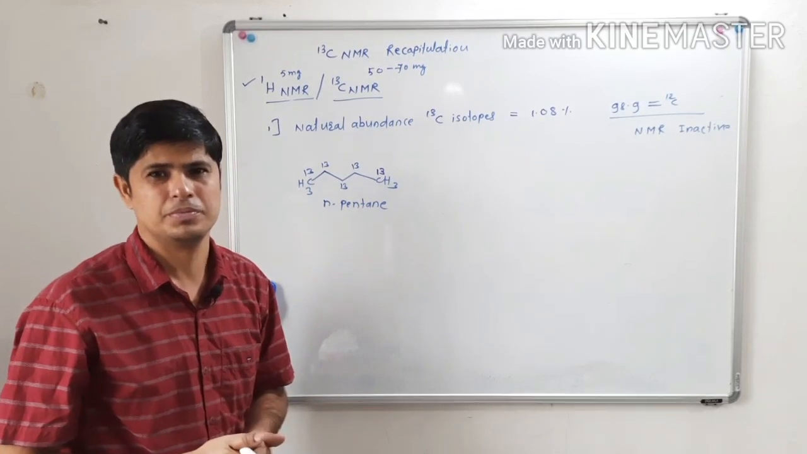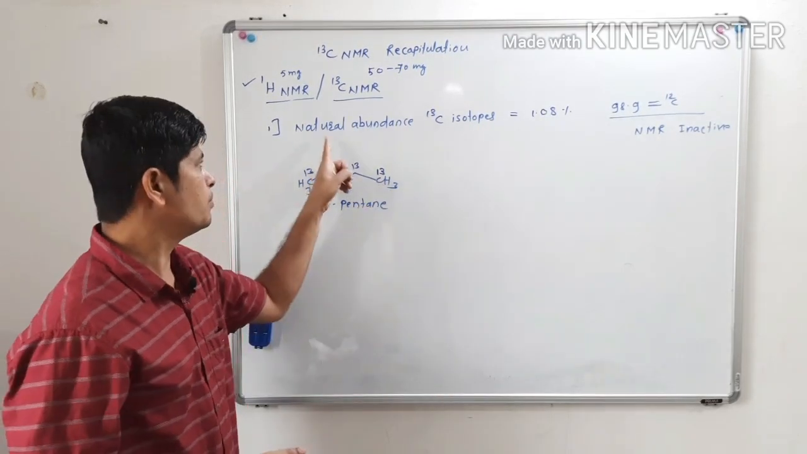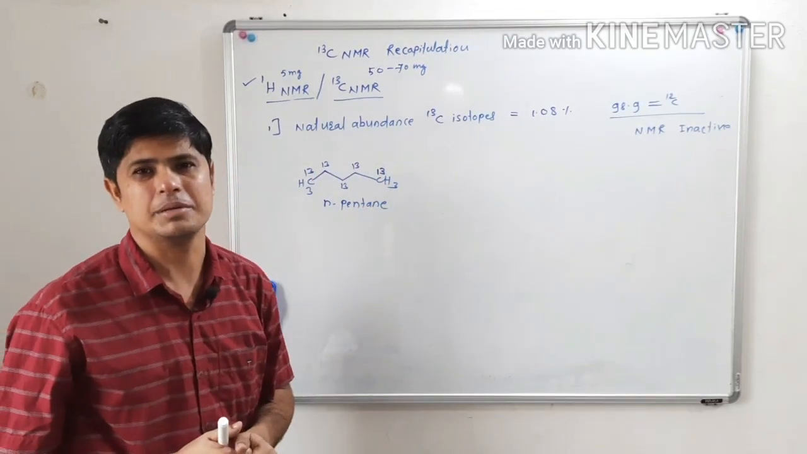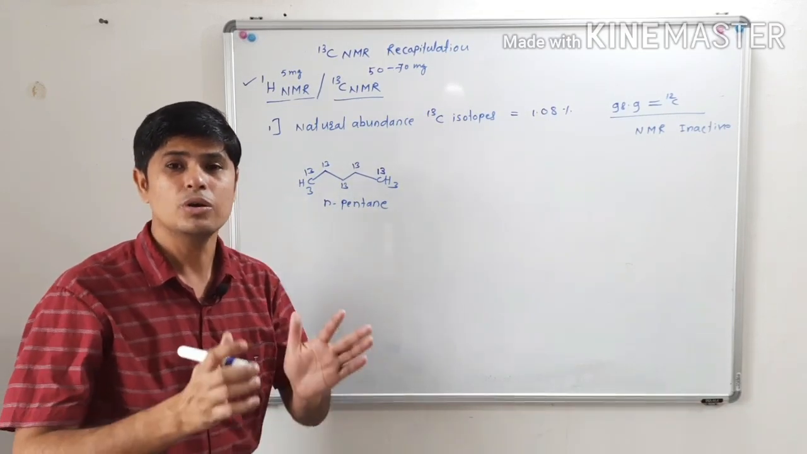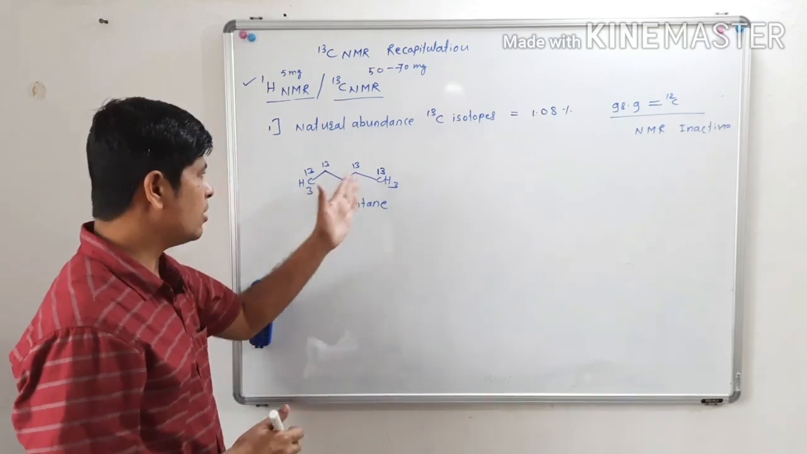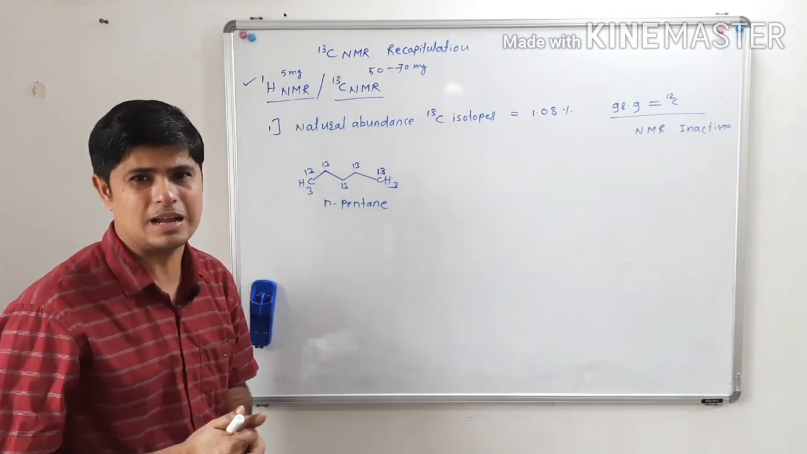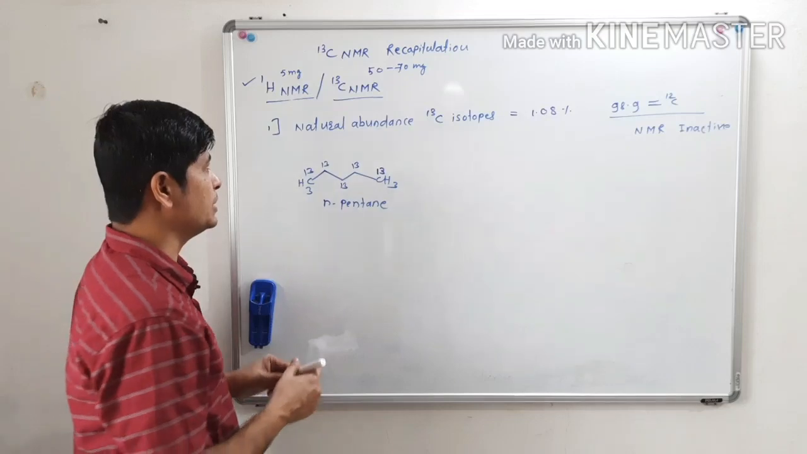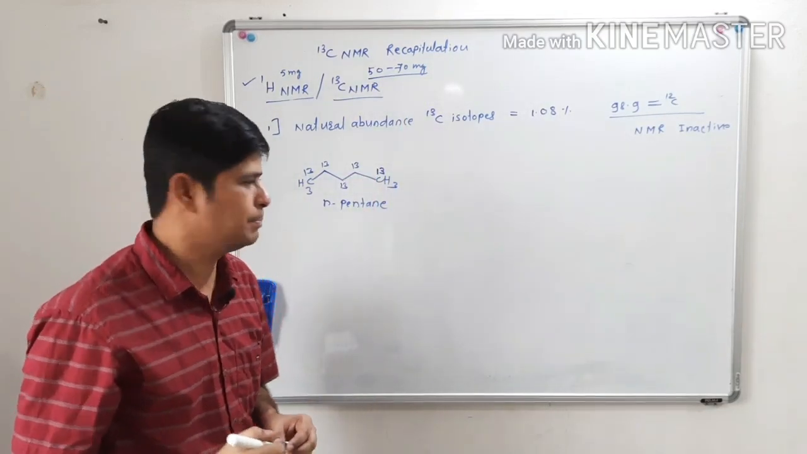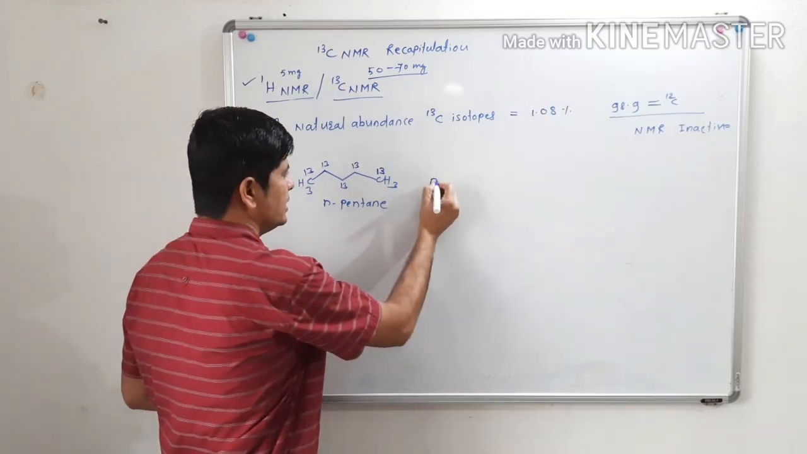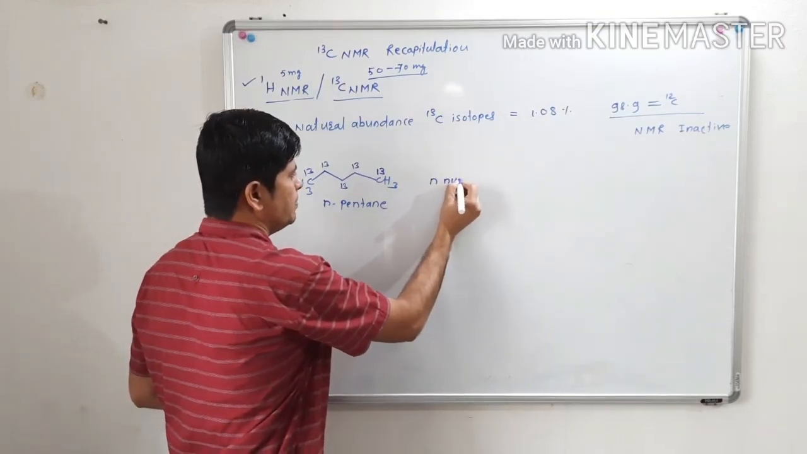Why is it so? The first point is natural abundance. The natural abundance of the carbon-13 nucleus is very low, hence we will not get all these nuclei as carbon-13. But when we give this 50 to 70 milligram of sample, then there will be a n number of molecules.